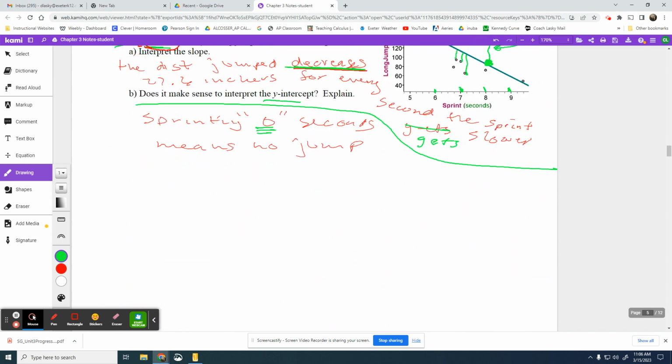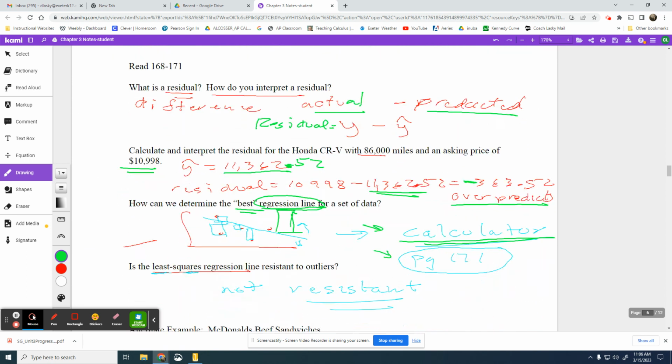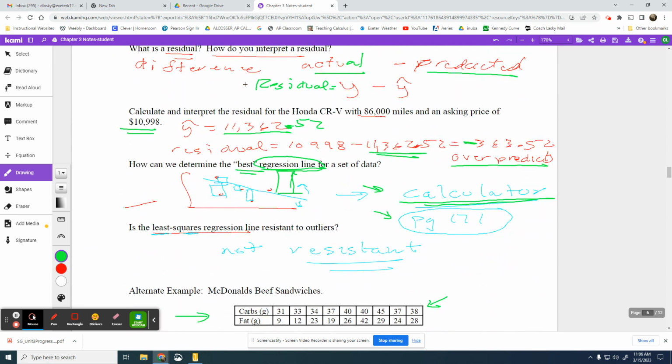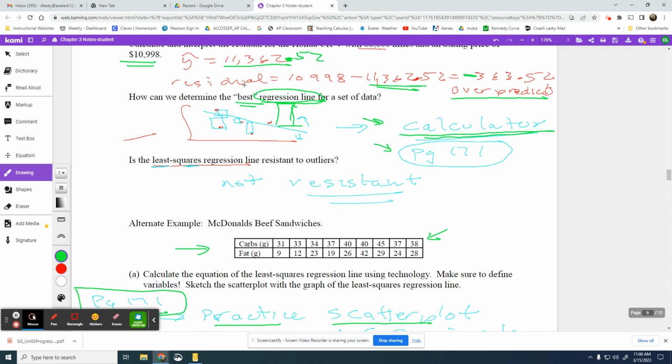You won't have to do that by hand, so don't worry about it, but that's how they come up with these. That's what that drawing was. I like my other drawing better. So it's just adding the areas together. It's not resistant because if I draw a line here and all of them are pretty close, but if I draw one way out here, this area is going to be massive. So to counteract that, I'm going to have to move the line a lot. So they're not very resistant whatsoever.